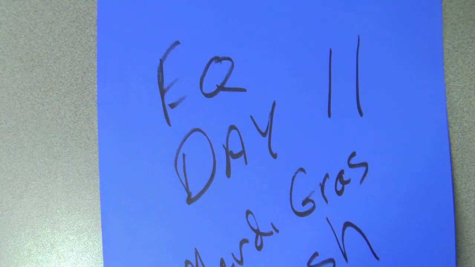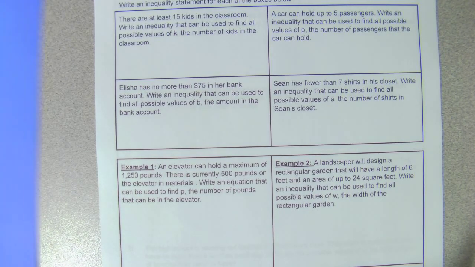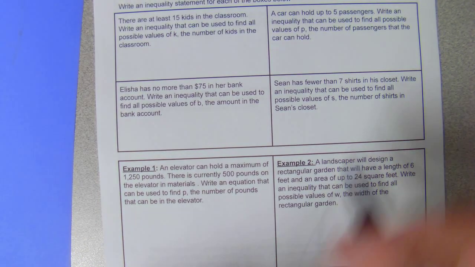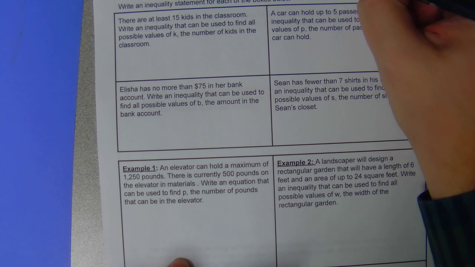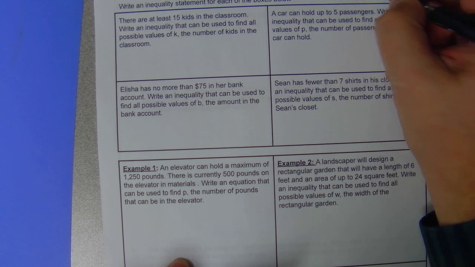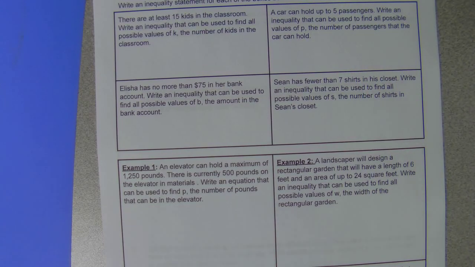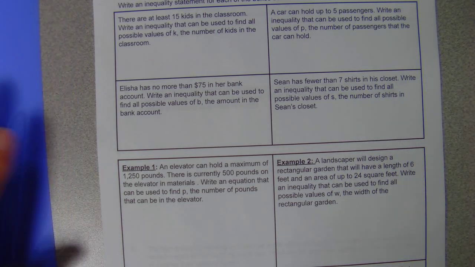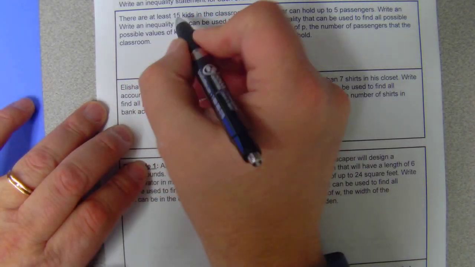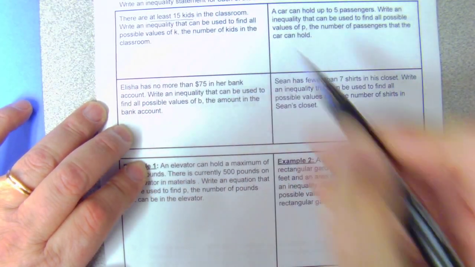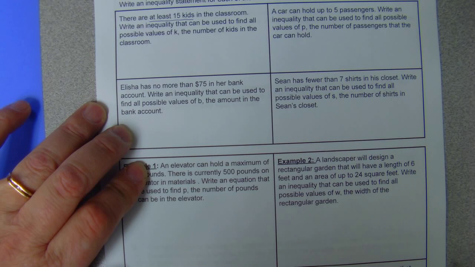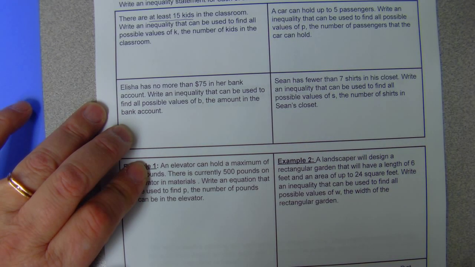First off, day 11 notes for equations and inequalities. The first item that we want to do is, let's take a look at this first example. There are at least 15 kids in the classroom. Write an inequality that can be used to find all the possible values of k.